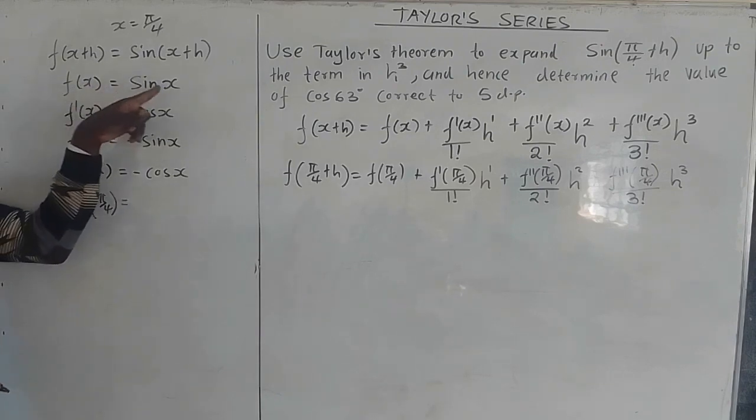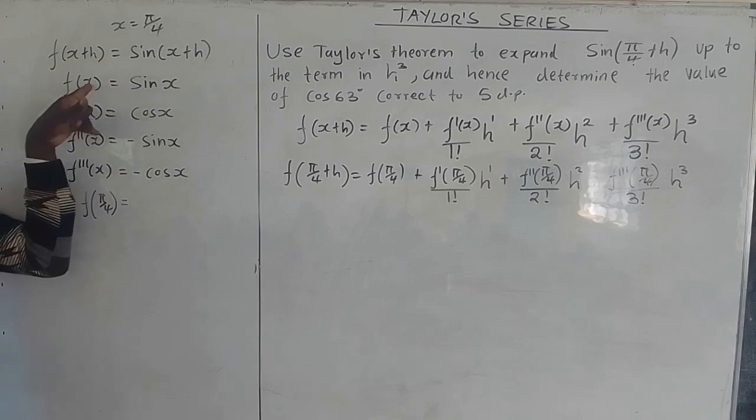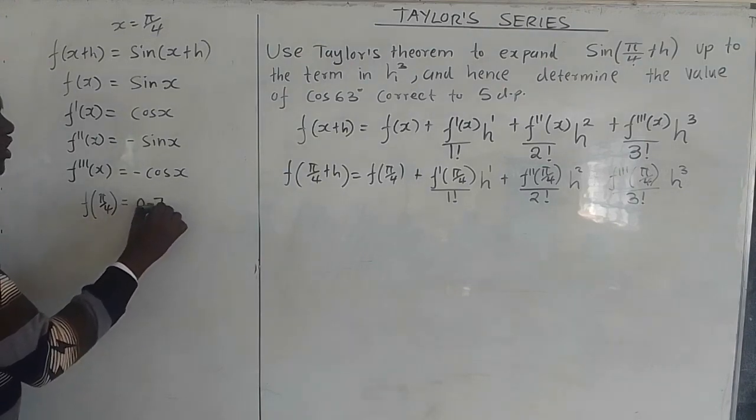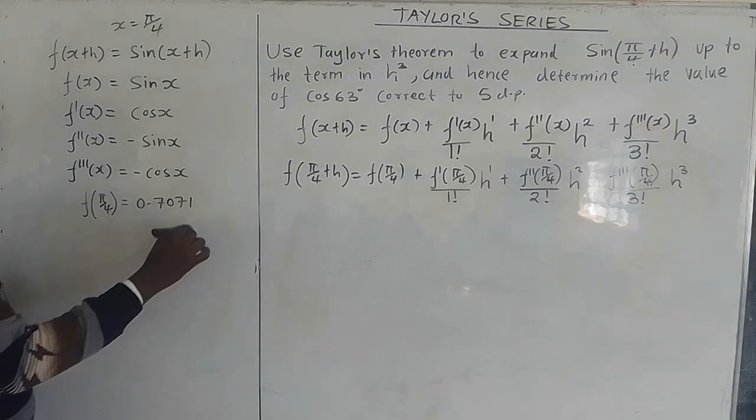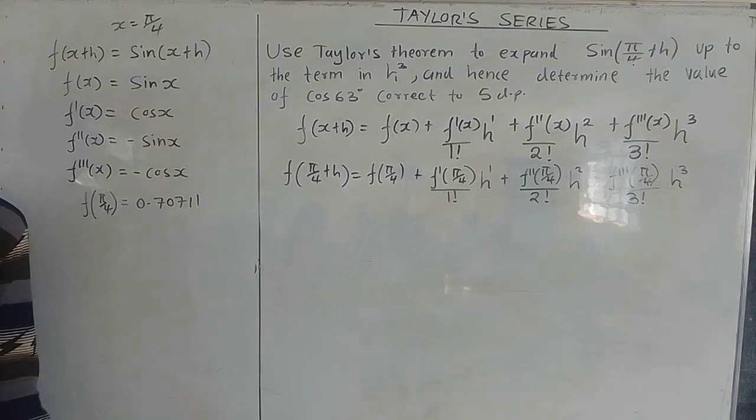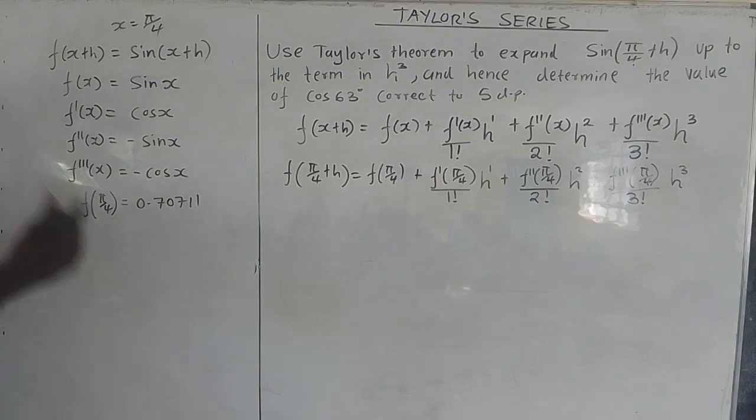Meaning f of x, where there is x, you put pi over 4. Are you seeing? So you get f of pi over 4 is sine pi over 4, which you get to be 0.70711, isn't it? Because pi over 4 is 45 degrees, a special angle. And special angle means it is root 2 over 2. You can see it is 1.4, meaning 0.7. Some of these things you just see. Meaning if you're doing a wrong thing, you just know.